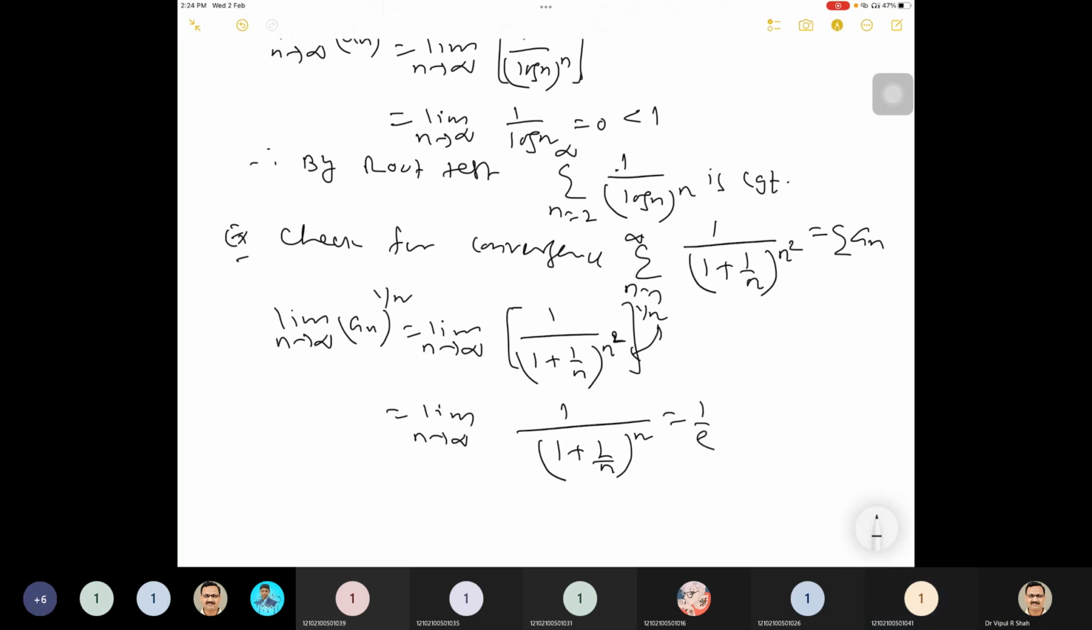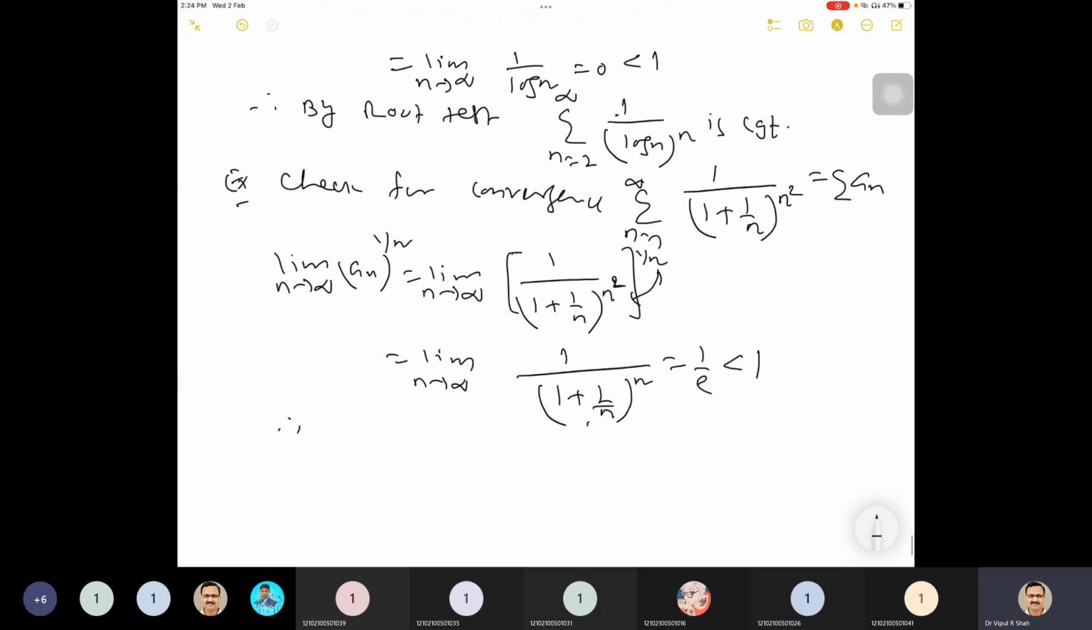Yes, sir. So this is 1 upon e. Standard limit e, and 1 upon e is less than 1. And therefore by root test, series is convergent. You understand, everyone? Yes, sir.